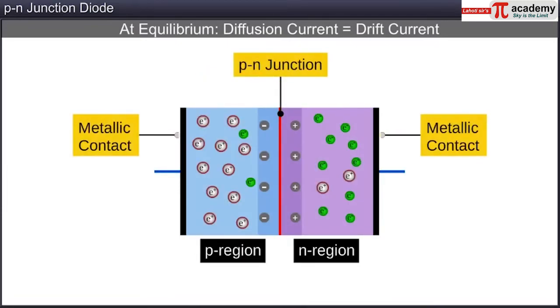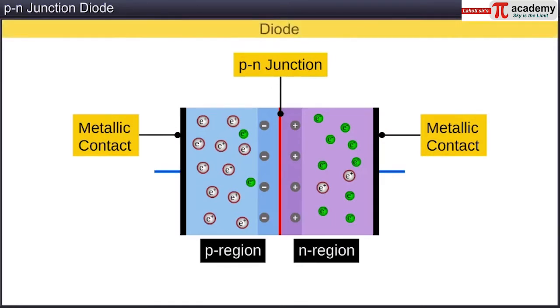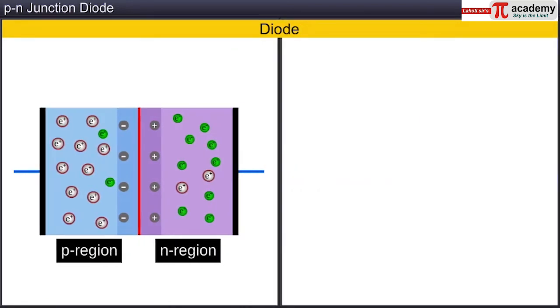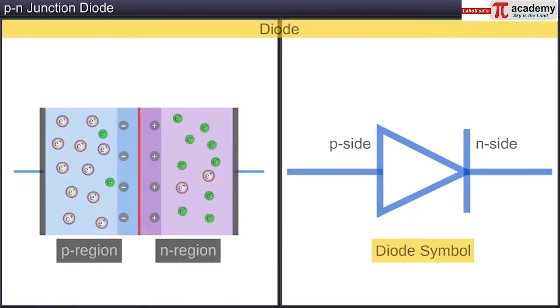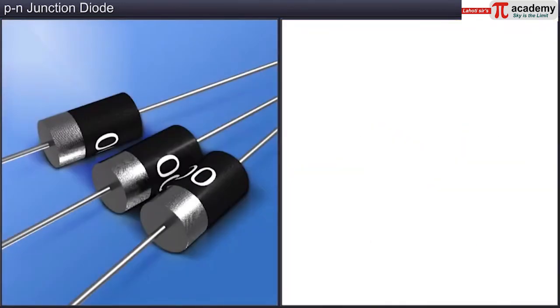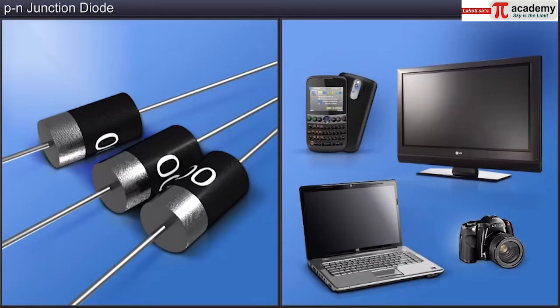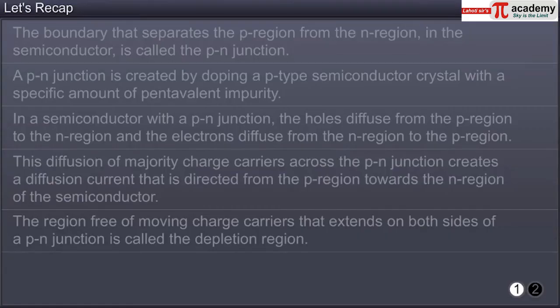A p-n junction with metallic contacts provided at its ends forms a basic semiconductor device called a diode. A diode is represented by the symbol shown here. Semiconductor diodes are the fundamental components of most of the electronic gadgets we use in our daily lives. You have now reached the end of this module.